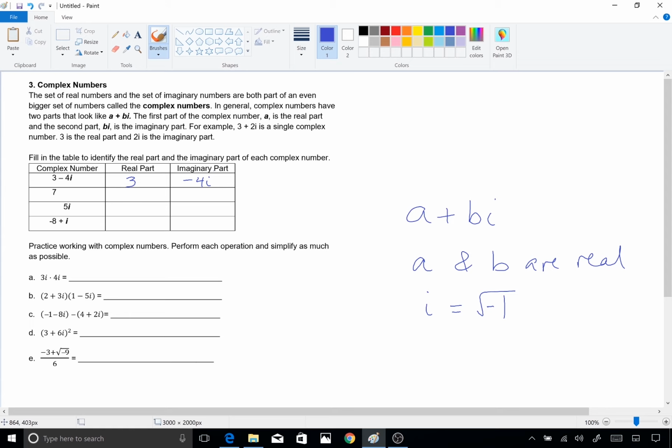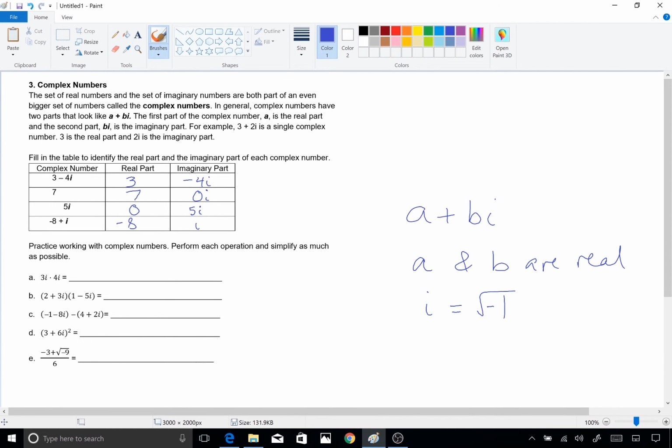The real part of 7 is 7. The imaginary part is 0i. You see, any real number can be written as a complex number where the b is 0. 5i has 0 for the real part and 5i for the imaginary part. And this is negative 8 and i.